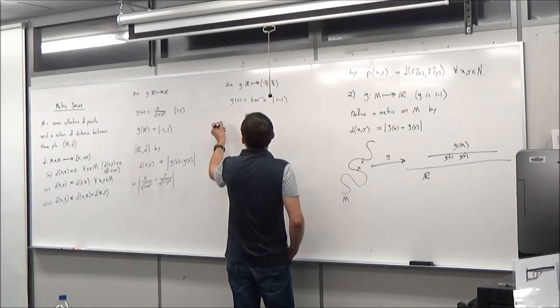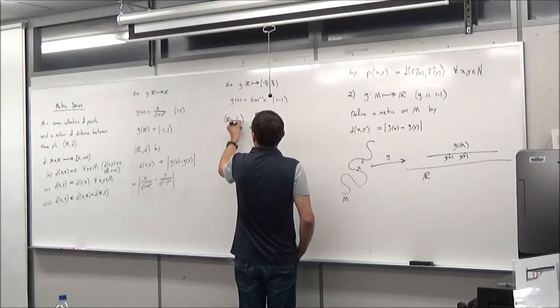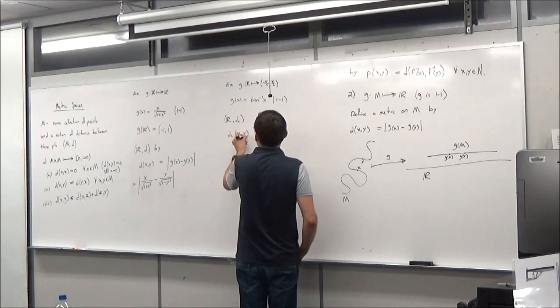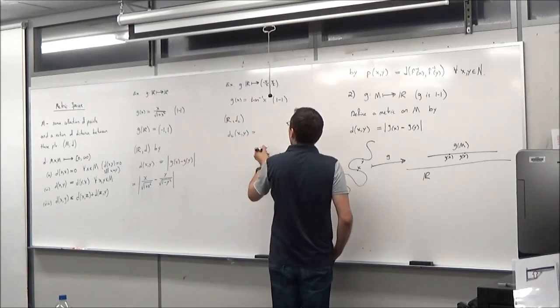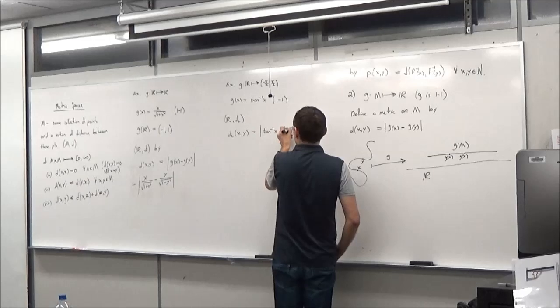What is going to be then the distance? So we have R with distance 2. Distance 2 here is given by x to y equal to absolute value of tangent inverse x minus tangent inverse y.